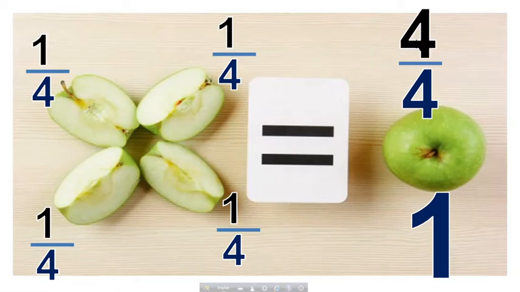And look at this 4 on top, it's the numerator, and here down is the denominator. If we divide numerator by denominator, we can get 1. So the value of 4 out of 4, or 4 by 4, is 1.